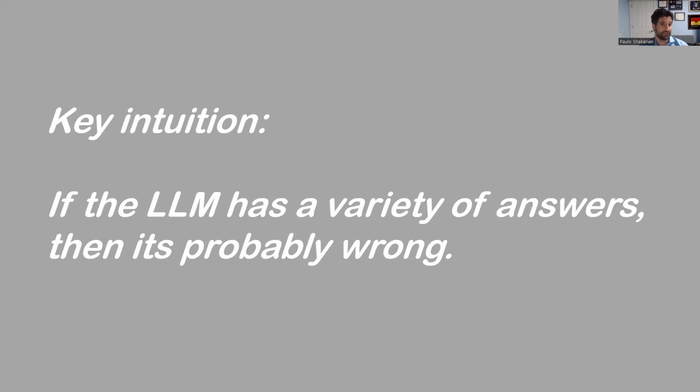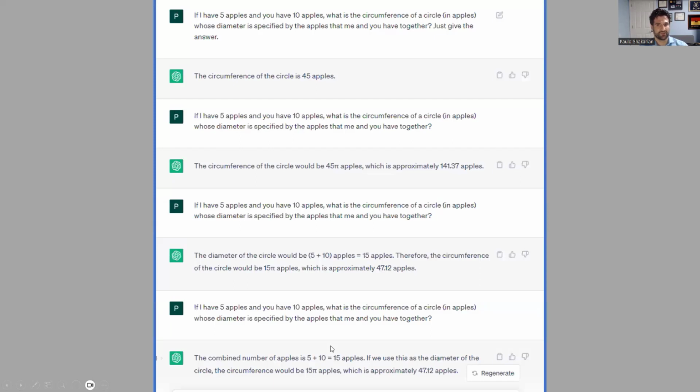And let's think about this intuitively. So here's some examples with ChatGPT. So I wrote this prompt and it says, if I have 5 apples and you have 10, what is the circumference of a circle in apples whose diameter is specified by the apples that me and you have together? Okay, so you can think of a circle and you have 15 apples as the diameter of the circle. So can we compute the circumference of it, which will be 15 times pi?